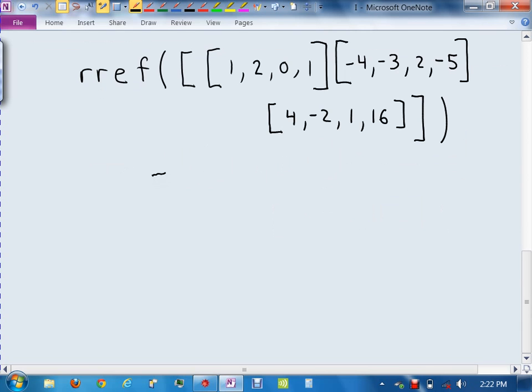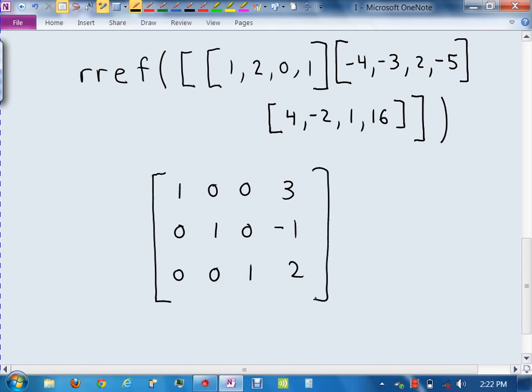All right. So one calculator is showing me this. 1, 0, 0, 3, 0, 1, 0, -1, 0, 0, 1, 2. How many of you see that or something like that? Anyone not see that? Who doesn't see something like that?